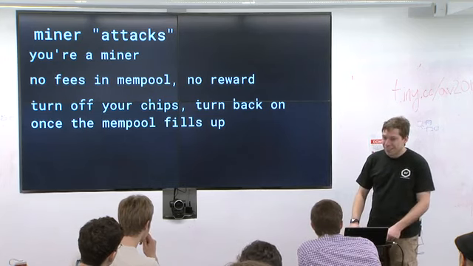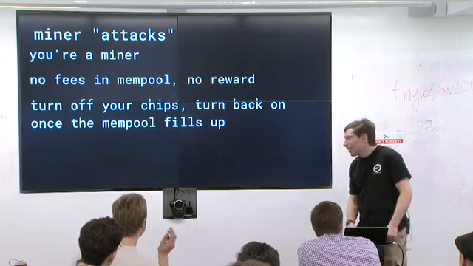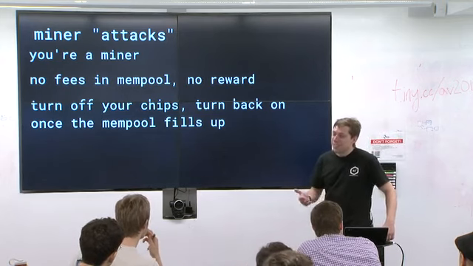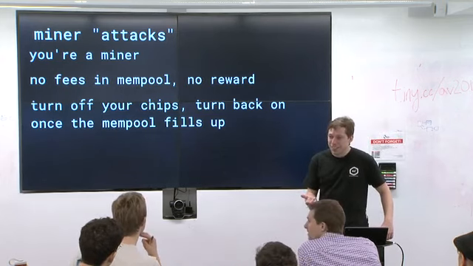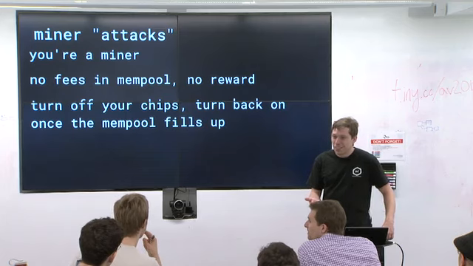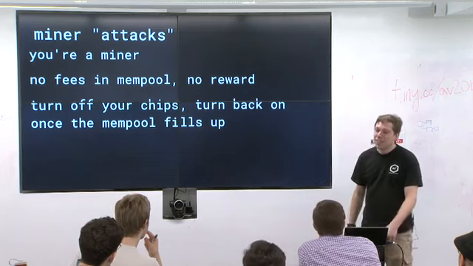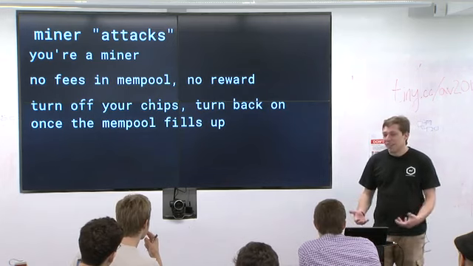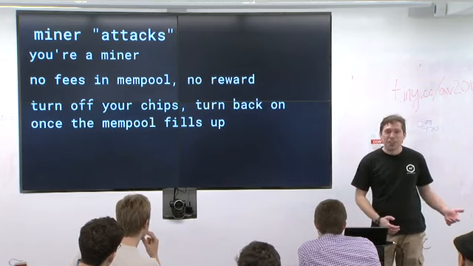You just mine an empty block. Yeah, but I don't get any money. So you could, but that's not a fun attack. Could you build up with a bunch of non-transactions? Yeah, but I want to get money. I want to get paid. There's nothing in the mempool. Where do I go?